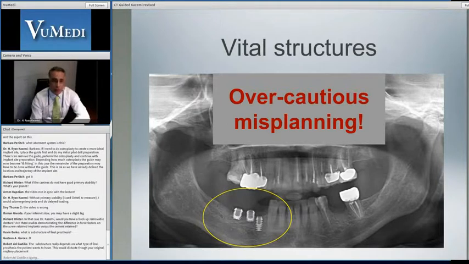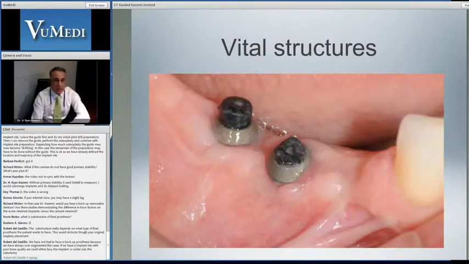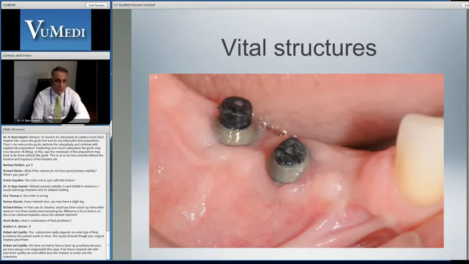Another important piece of information we get is preventing or avoiding what I call overcautiousness and misplanning. And here's a patient that had 3 implants done, and the dentist that placed the implants wanted to be too careful about the proximity of the nerve. So the implants that were chosen were not only short, but also placed above the crestal region. Ultimately, these implants were deemed to be ineffective.